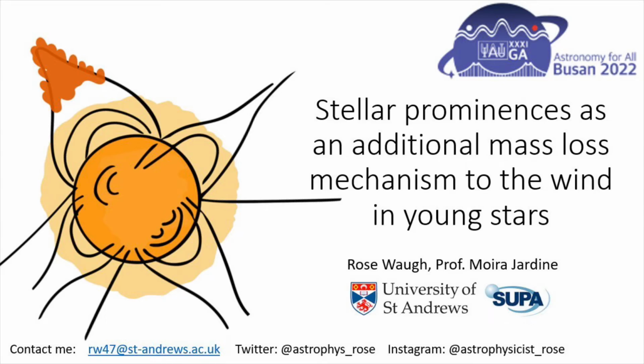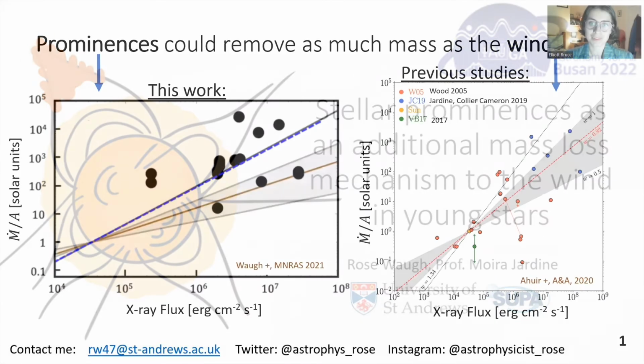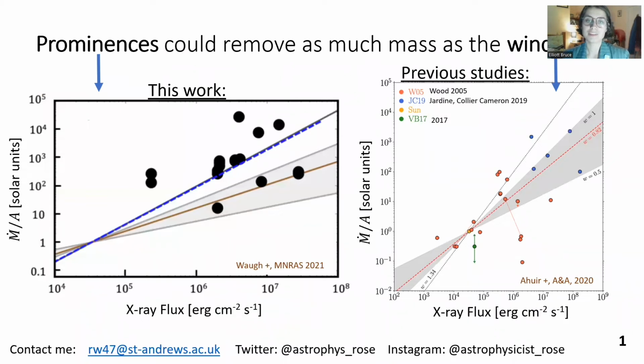Hi, I'm going to present some work that suggests that stellar prominences could be an important but invisible mass loss mechanism for young stars. This research is from a paper that we published last year, and you can find it on arXiv or MinRes. I'm going to focus on just one part of the paper since this is a 10-minute talk, and that is that prominences could be removing as much mass as the stellar wind, but that we might not observe them.